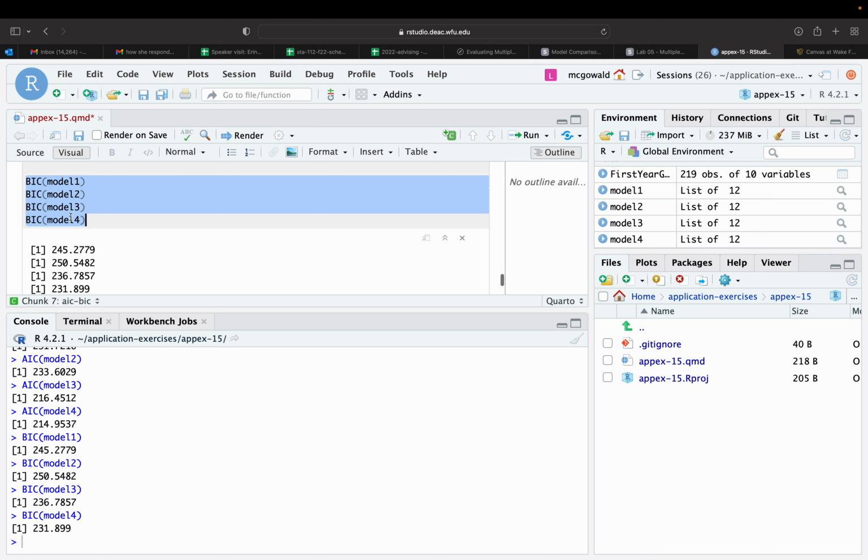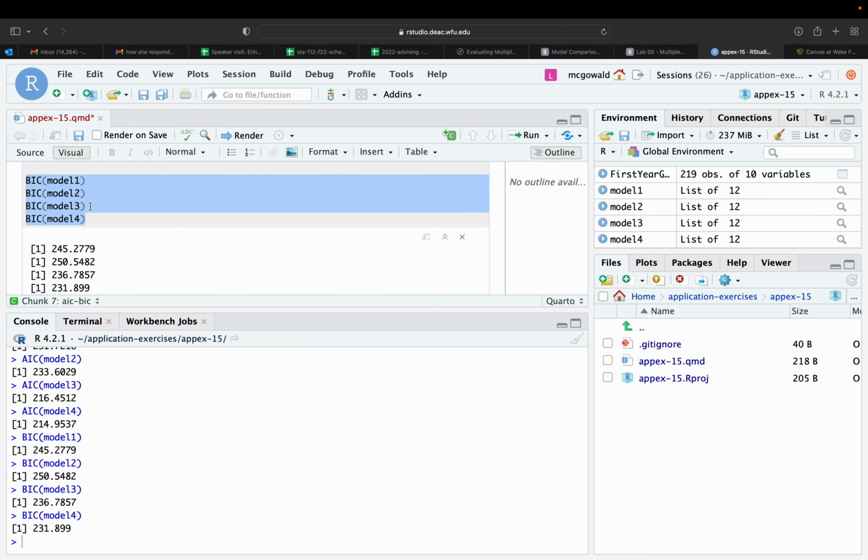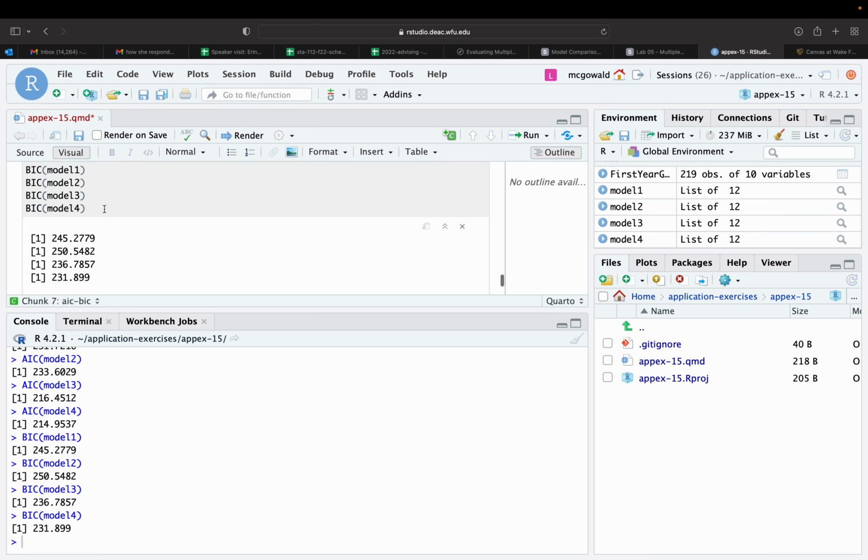BIC is the same. It also uses the log likelihood to determine how well your model fit, and then it penalizes a little more than AIC. So BIC is always going to give a stronger penalty for the number of predictors included. A lot of times AIC and BIC will agree. The times they don't agree, it's usually when there's a pretty close call between models. So based on this, which model was the best for BIC?